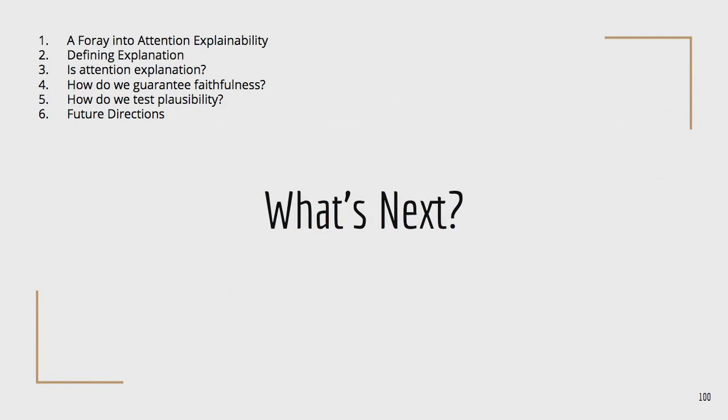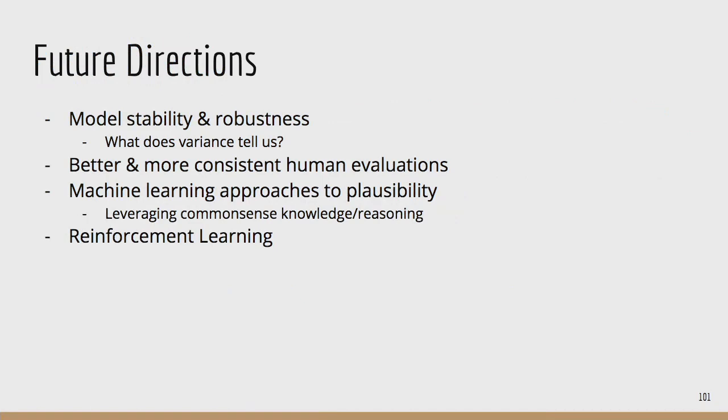So what's next? I'll quickly touch on a few future directions that I'm interested in, and I'm happy to discuss any of these things offline as well. So I'm personally interested in model stability and robustness. As we saw in the second part of the talk, from attention is not explanation, we can quantify expected variance, and perhaps metrics that demonstrate more variance should be less indicative of a good explanation mechanism.